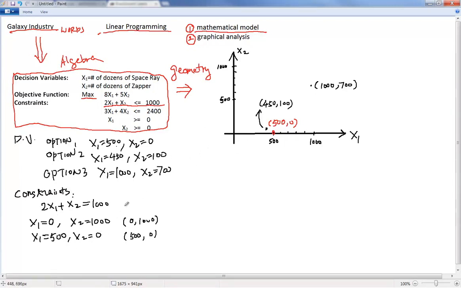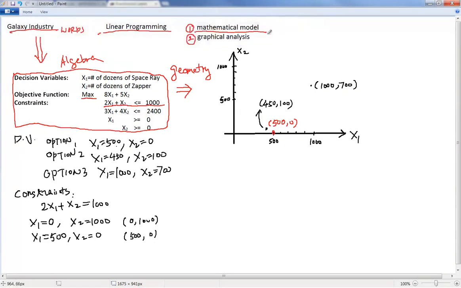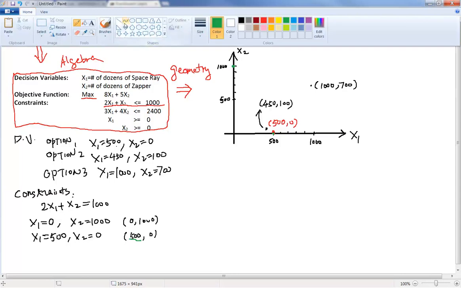Now, the first point is 0, 1,000, which will be 0 for x1, 1,000 here. Okay, let me change to a different color. So that will be here. This will be the first point we have identified. The second point will be x1 equal to 500 here, and then x2 equal to 0, which is this point. So the line that is represented by this equation will be the line that goes through both points. So let's find the line.